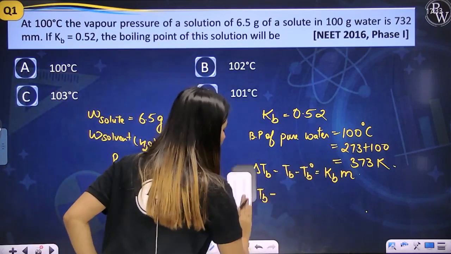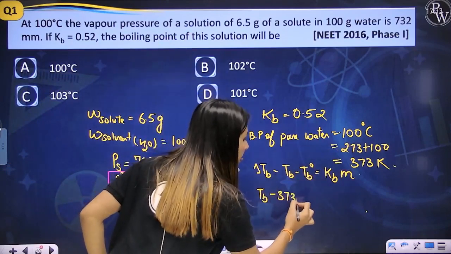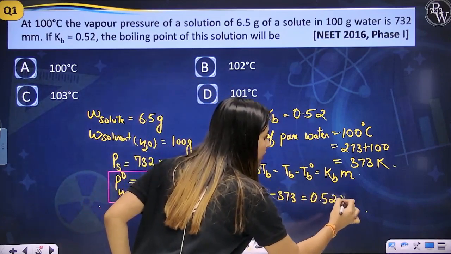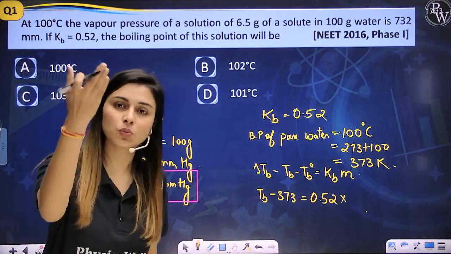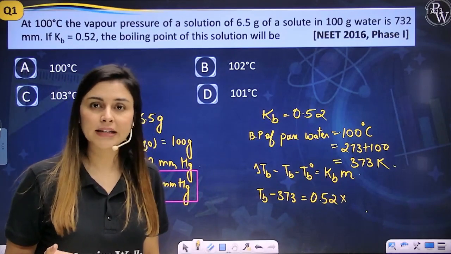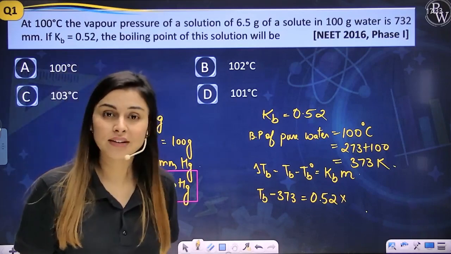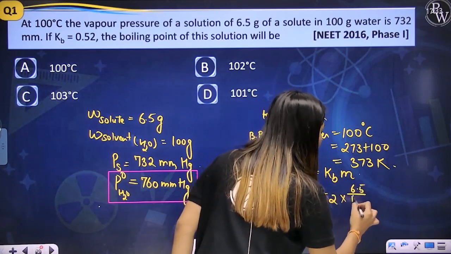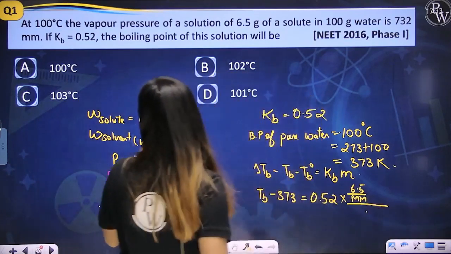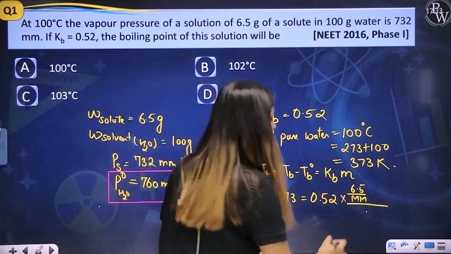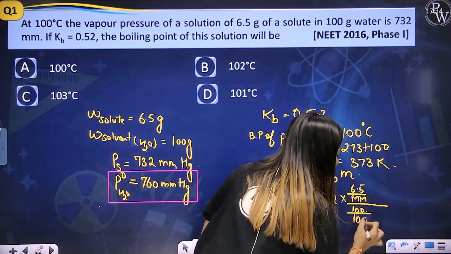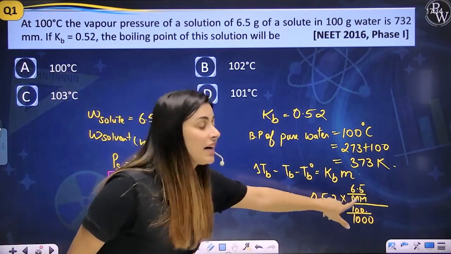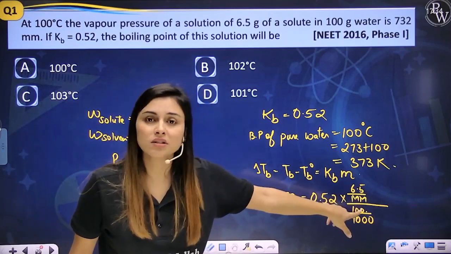TB naught we just calculated, my dear students. It is 373. This is equal to the KB value you are given, 0.52, into molality, which means moles of solute upon mass of solvent in kg. You have been given the mass of your solute, 6.5 grams, divided by the molar mass, which is not given, but the mass of solvent is given, which is 100, and I need that mass in kg, so I'll divide it by 1000. So this is the expression, but to calculate TB, I need to know the molar mass of the solute. I don't know what the molar mass of the solute is.